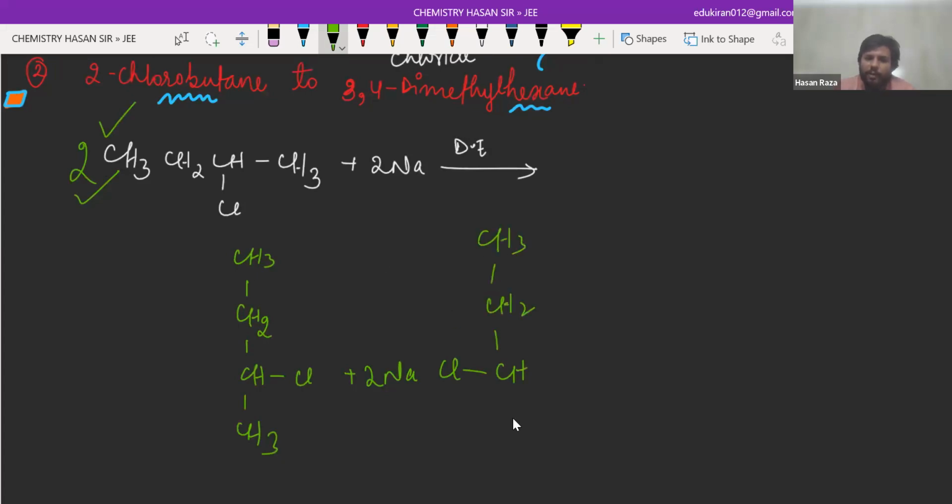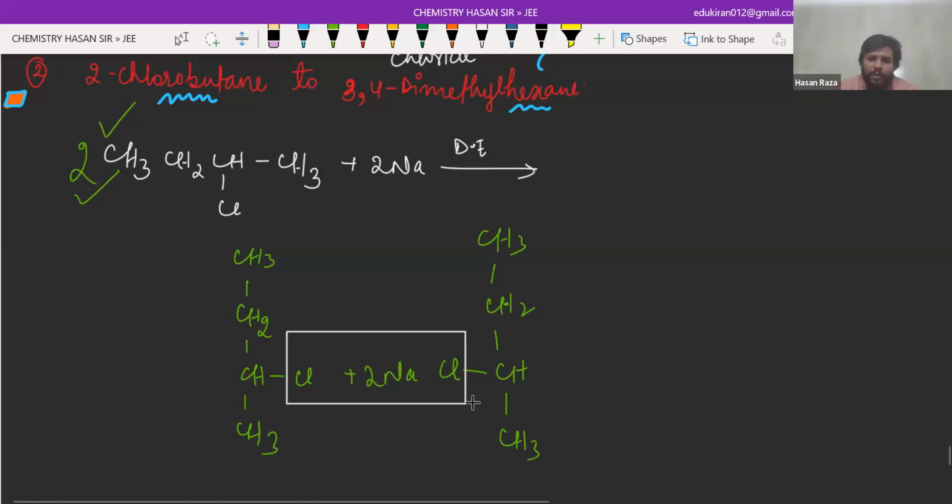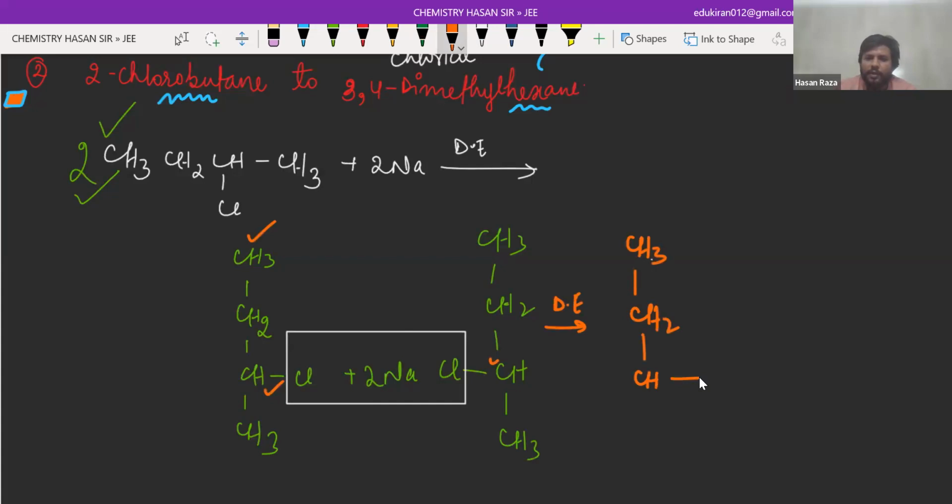You can see left will be written right. Now what you need to do is very simple. You just need to remove this NaCl and add this carbon to this carbon. What you will get, in the presence of dry ether: CH3, then comes your CH2, then comes your CH, then this CH will be directly connected with this CH, and then comes your CH2, and then comes your CH3. This is your CH3, this is your CH3.